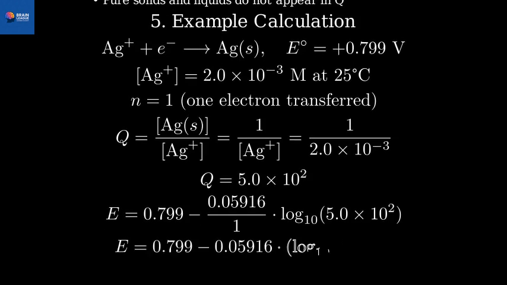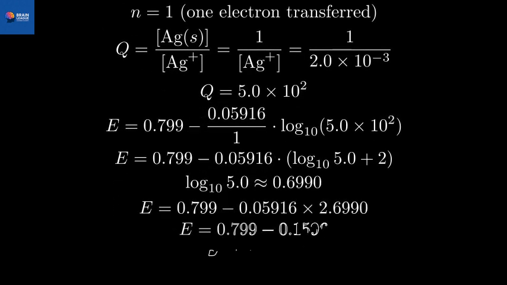This equals 0.799 minus 0.05916 times the quantity log base 10 of 5.0 plus 2. The log base 10 of 5.0 is approximately 0.6990, so we have 0.799 minus 0.05916 times 2.6990, which is 0.799 minus 0.1596, giving us 0.639 volts as our final answer.